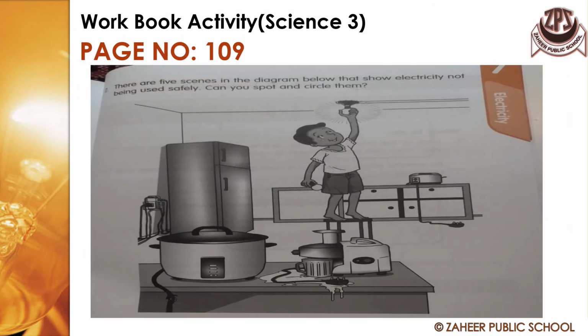In this activity, a picture is given to you. In this picture you have to find 5 scenes and circle them, in which electricity is not used safely, which show that electricity is not used safely in this picture. So you have to circle those scenes.